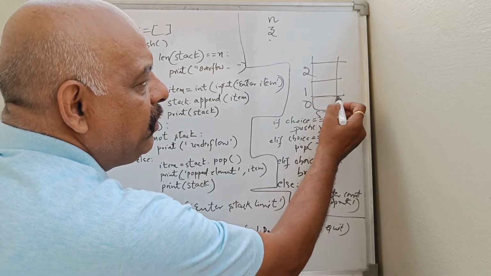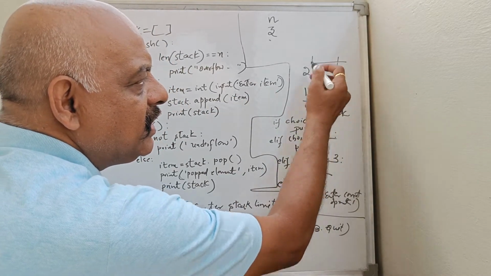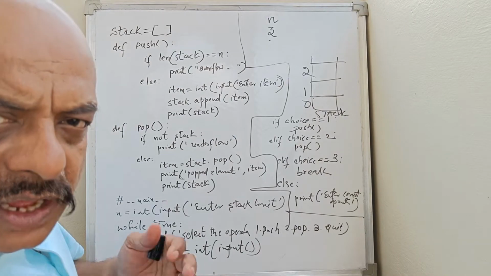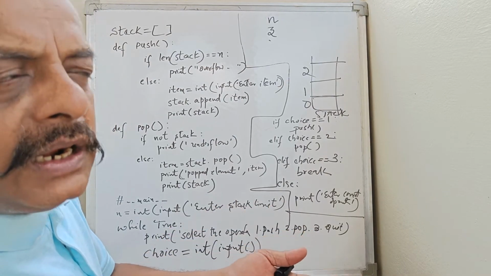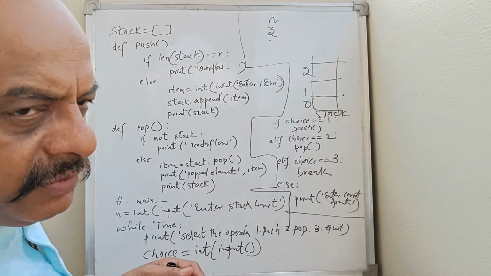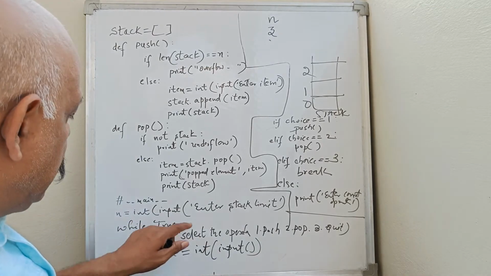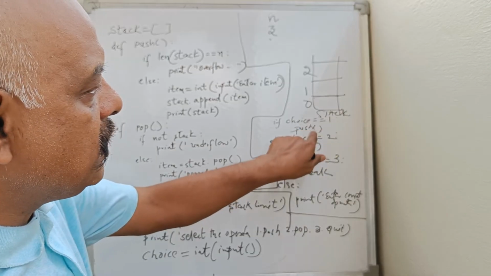So the stack is empty now. The max size is 3. Nothing is there in the stack. Now I have to start pushing an item and then perform popping items like that. We'll do that. So for example, I will type choice is equal to 1, push.